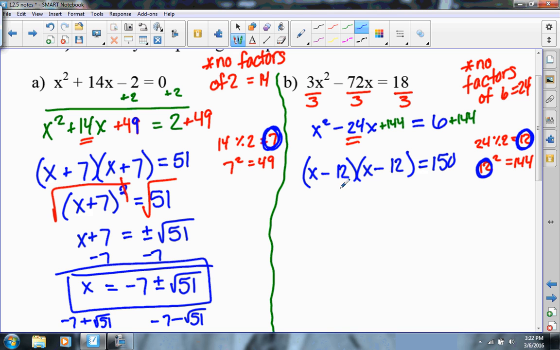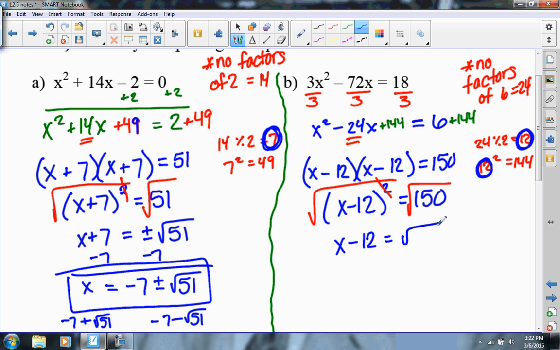So now, since the stuff in the parentheses matches, again, that should happen every time with this perfect square trinomial factoring. So if you don't get the stuff in the parentheses to match, then you're doing something wrong. So they should match, so that way I can write it as x minus 12 squared. And then I undo the squared, so that way I just have one x that I'm solving for. So I have 1x minus 12 equals the square root of 150.